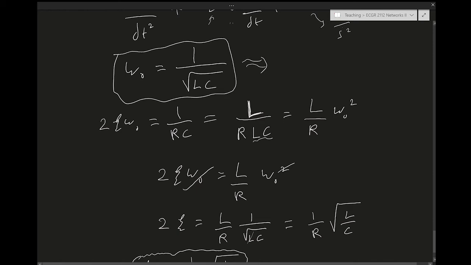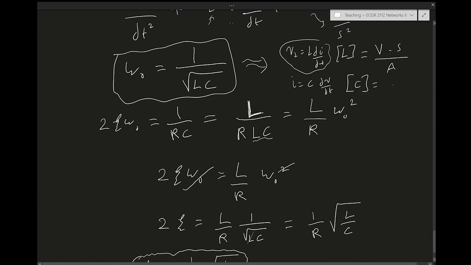So we know that VL equals L di by dt. So the units of L are what? From this equation, volt second, I take the dt to the other side, over current, amp. And then I know that I equals C dV by dt for a capacitor. So the units of capacitance is what? It's amp second over volt.